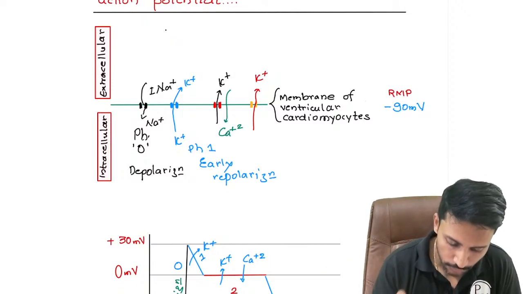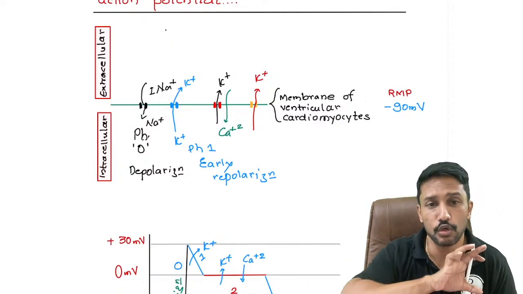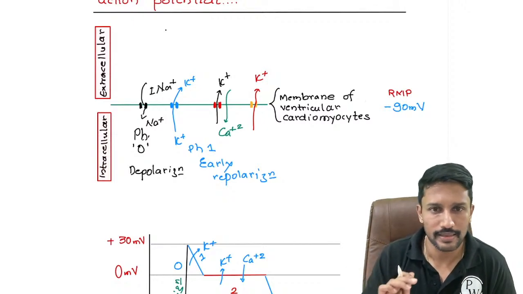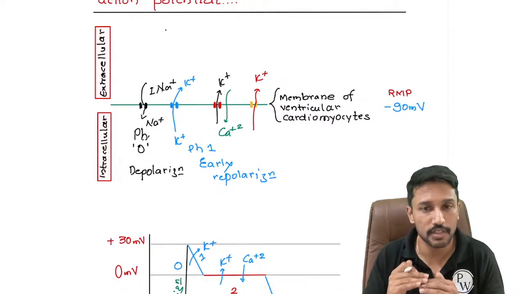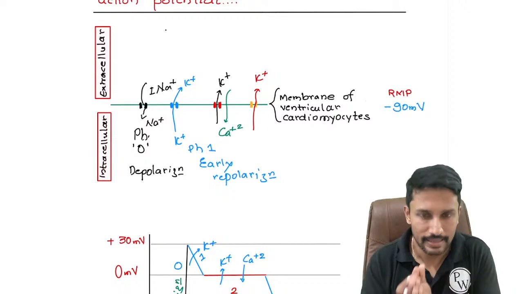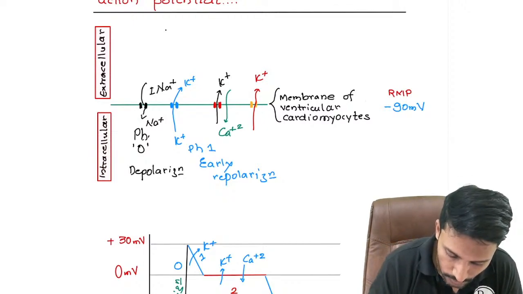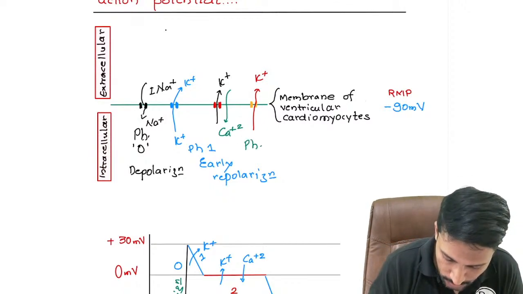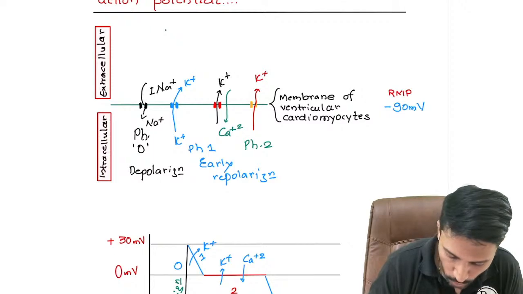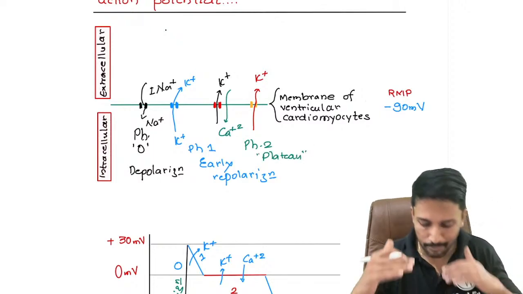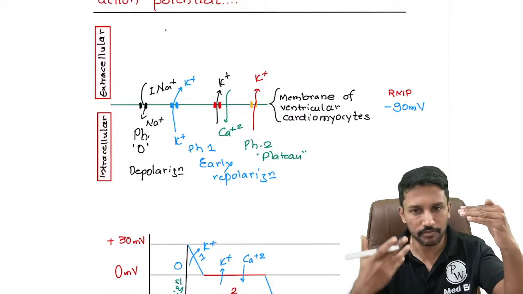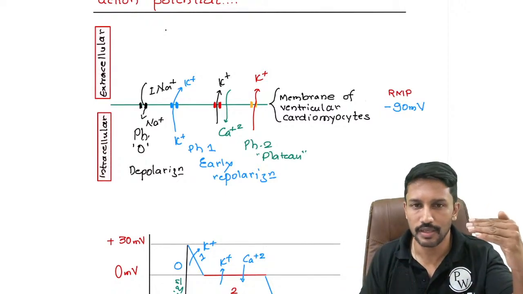So to summarize again, phase 0 is depolarization, which is because of influx of sodium into the cell. Then phase 1 is early repolarization, which is because of efflux of potassium. Then next thing is phase 2. So what is happening in phase 2? In phase 2, we are going to call it the plateau phase, which is because of the balance between efflux of potassium and matched influx of the calcium.